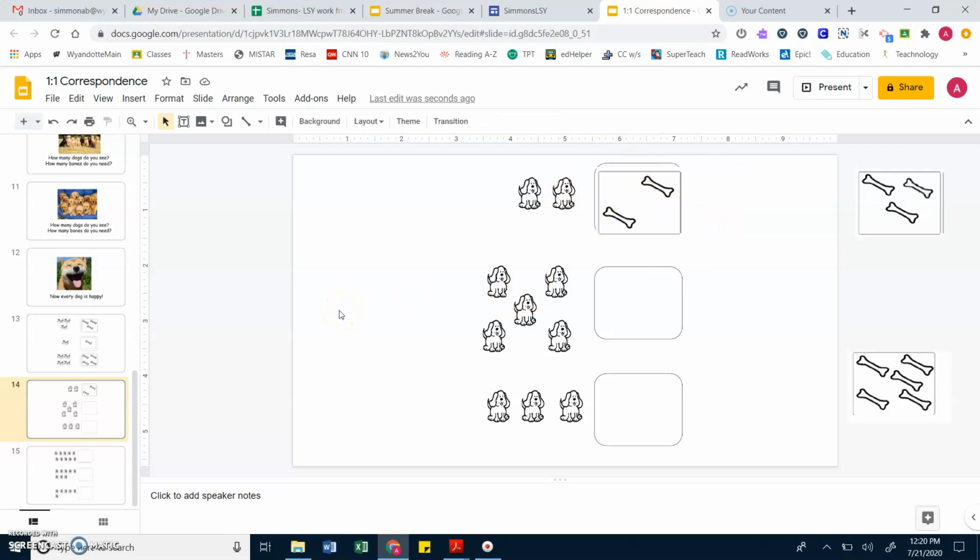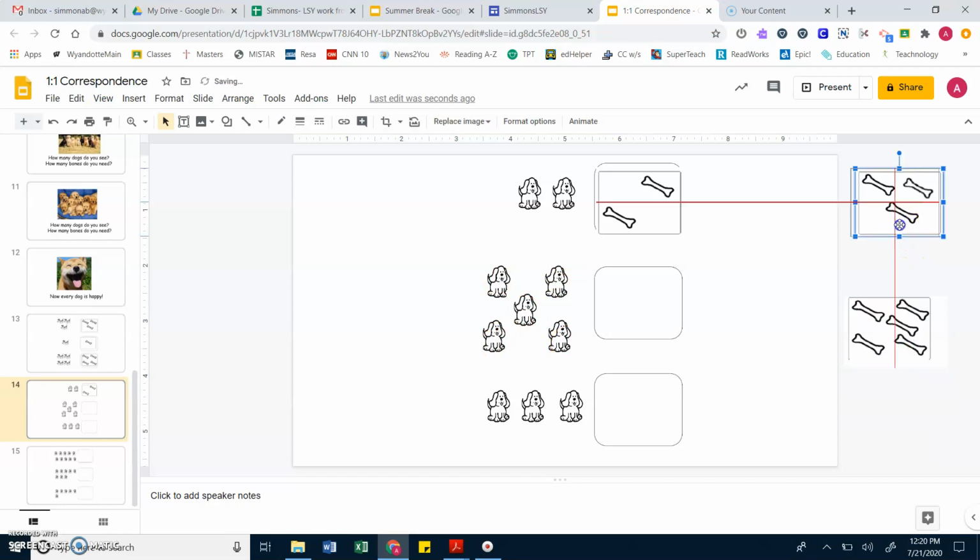Let's count our next picture of dogs. 1, 2, 3, 4, 5. All right, so we need a picture with 5 bones. Let's look at our first one. 1, 2, 3. So there's 5 dogs and 3 bones. That's not enough. Not every dog would get a bone.